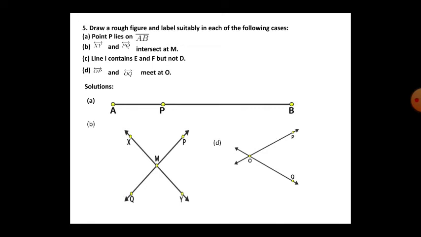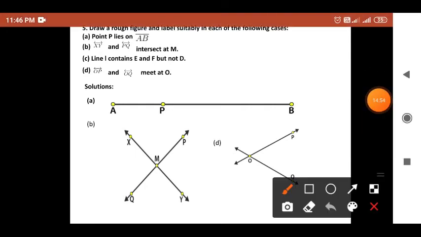Draw a rough figure and label suitably in each of the following. See, in the previous problems, they only gave the figure and you had to name it by seeing that figure. But here, they have given the name. You have to draw it. See, point P lies on AB. AB is a line segment. First see the arrow mark. So it is a line segment. Now draw a line segment.